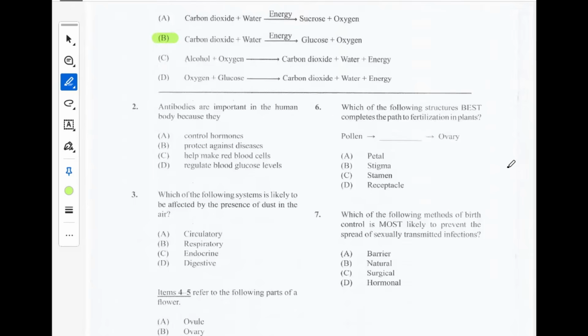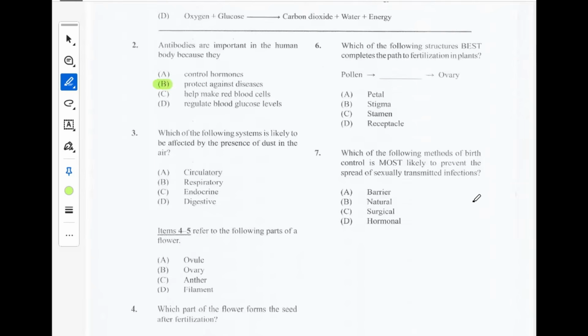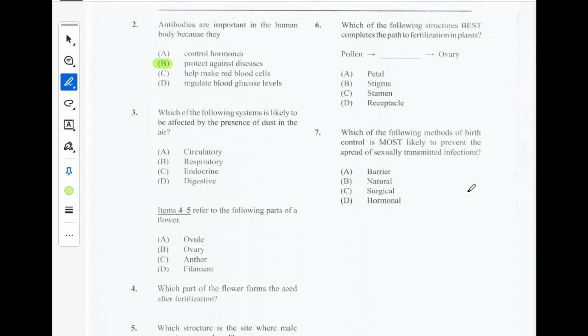Antibodies are important in the human body because they protect against diseases. Another B. Which of the following systems is likely to be affected by the presence of dust in the air? And that should be the respiratory system.